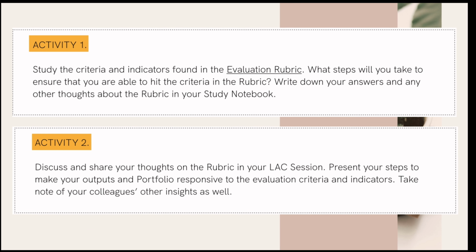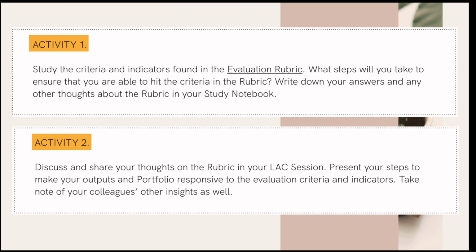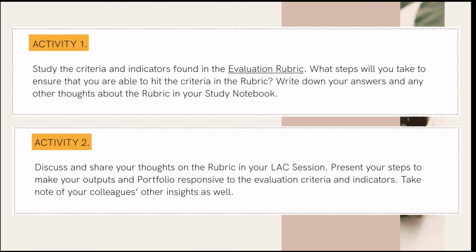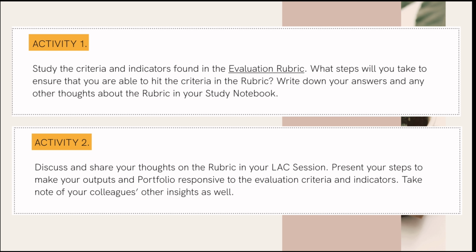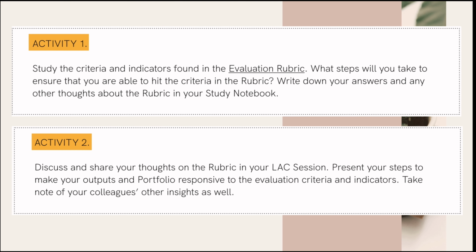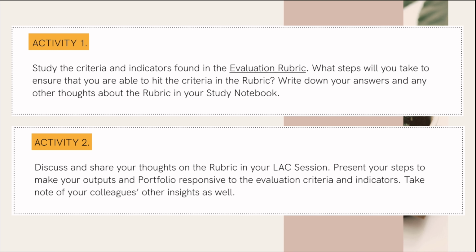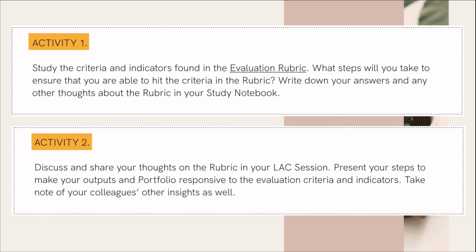Here are the activities for Lesson 2. Activity 1. Study the criteria and indicators found in the evaluation rubric. What steps will you take to ensure that you are able to hit the criteria in the rubric? Write down your answers and any other thoughts about the rubric in your study notebook. Activity 2. Discuss and share your thoughts on the rubric in your LAC session. Present your steps to make your outputs and portfolio responsive to the evaluation criteria and indicators. Take note of your colleagues' other insights as well.